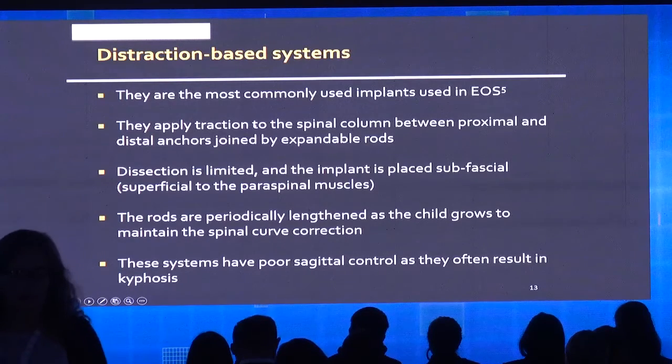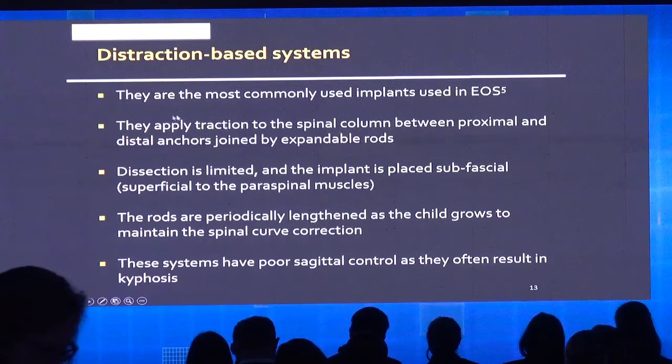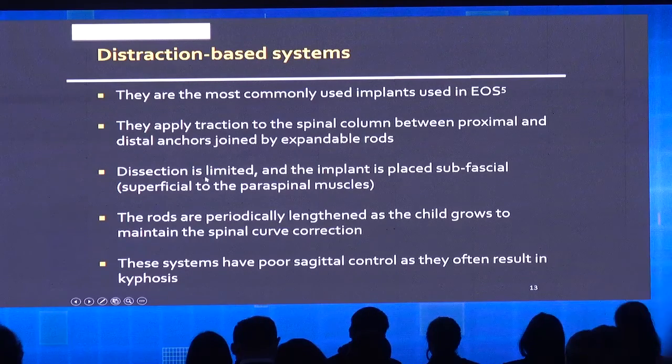Usually they apply traction at the spinal column between proximal and distal anchors. The dissection is limited and the implants are not placed on the spine itself. There are muscles between the rods and the spine to prevent spinal fusion. The rods are periodically lengthened, and the children can grow, and in order to maintain the spinal curve correction. Just like Harrington rods, they have very poor sagittal control.